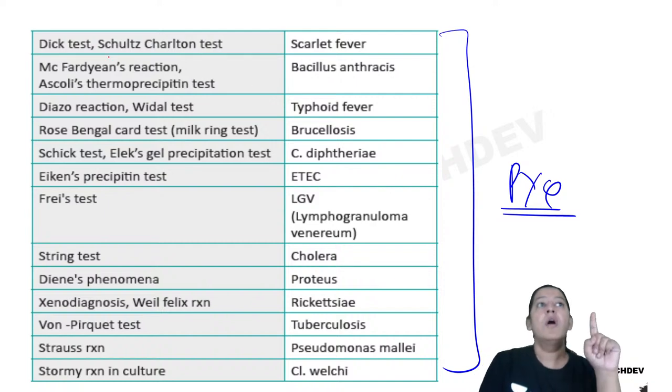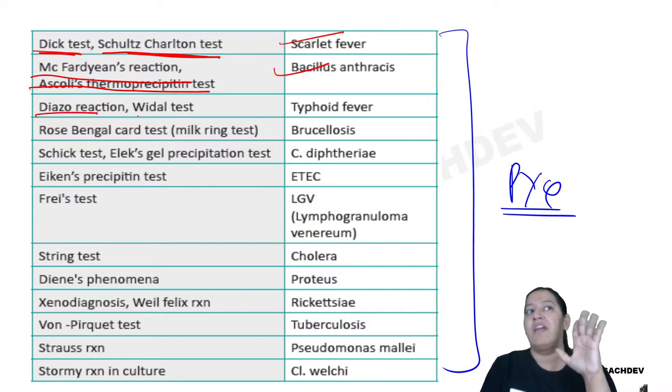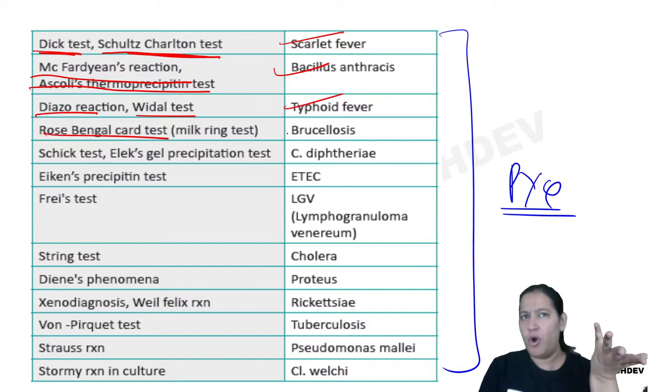Okay, I will tell you Dick test kis mein hota hai. Schultz Charlton test kis mein hota hai? So answer is scarlet fever. McFadyean reaction kis mein hota hai? Ascoli's thermoprecipitin test kis mein hota hai? The answer is Bacillus anthracis. Diazo reaction kis mein hota hai? Widal test kis mein hota hai? Answer is typhoid. Rose Bengal test kis mein hota hai? We all know it is brucellosis. Milk ring test. Schick test kis mein hota hai? Elek gel precipitation kis mein hota hai?